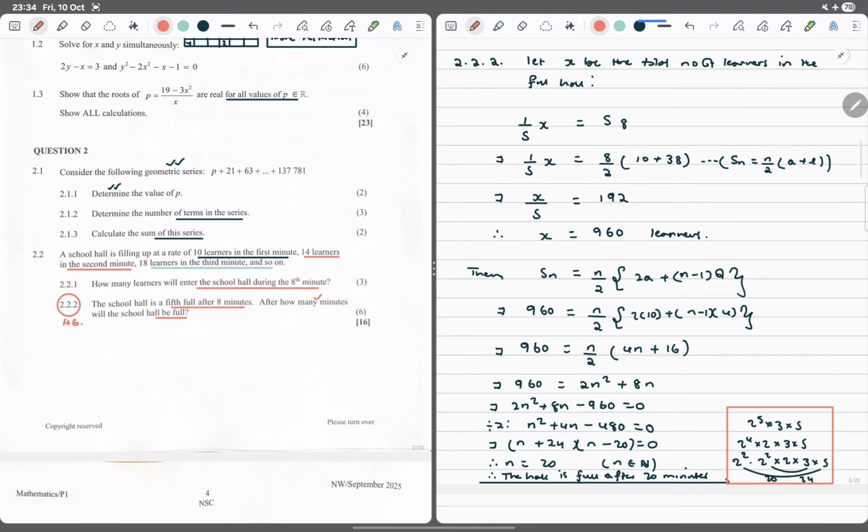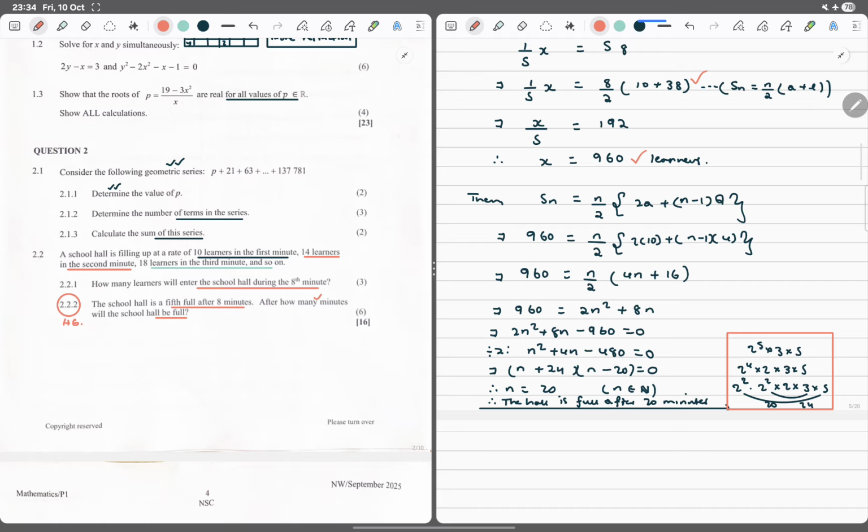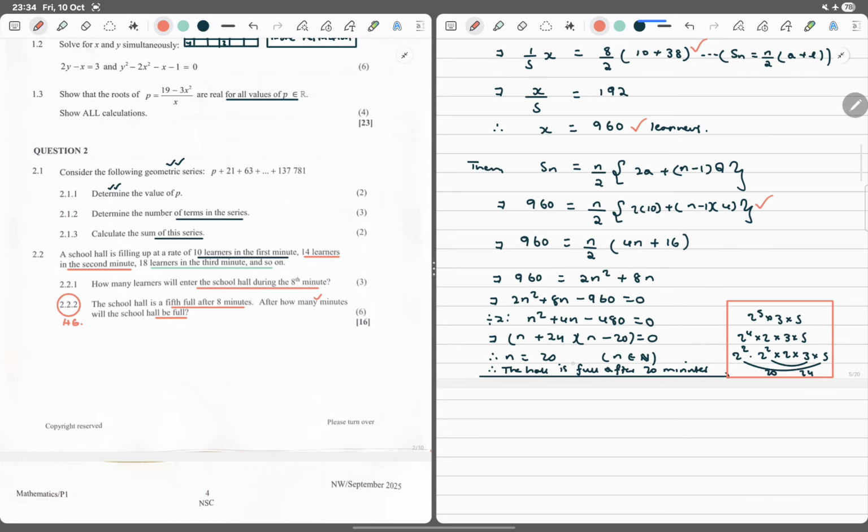No standard grade student would know what to do here. Anyway, let's go on, folks. How do we score these marks? For me, this substitution is important. The total number of learners is also key. This substitution is important, and essentially answering the question. So how many marks? 6.